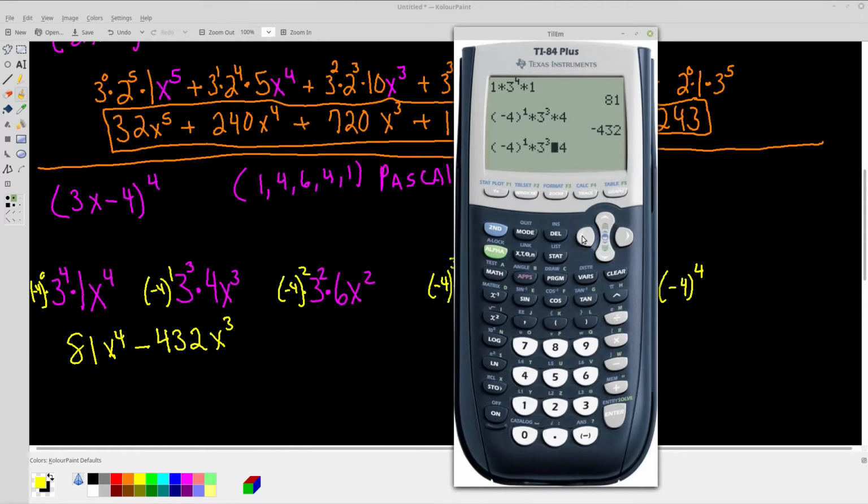So that's negative 4 raised to the 2nd, and then times 3 raised to the 2nd, times not 4, but 6. All right, make sure that's right. Negative 4 raised to the 2nd, times 3 squared, times 6. Good. Press enter. I get 864.